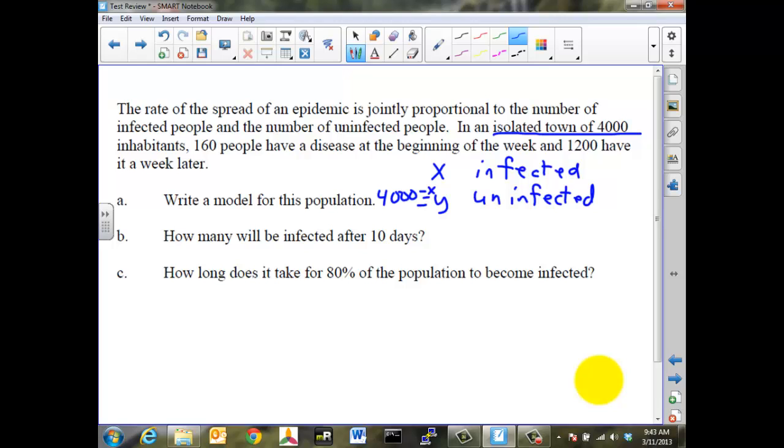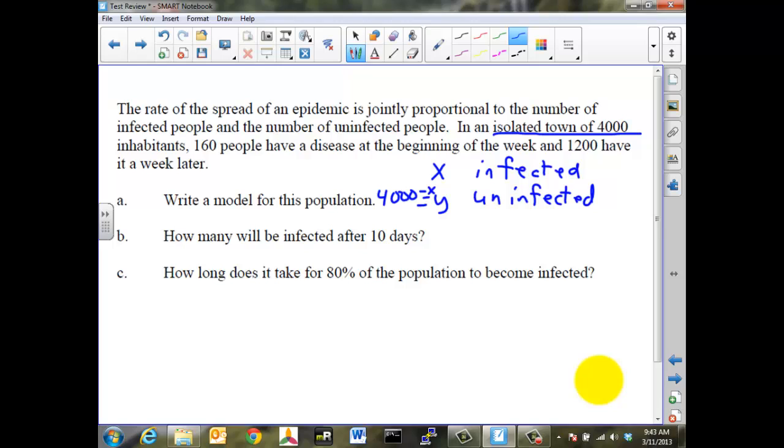Is the isolated part important? Yes, because it's not yearly. That's right. We're not talking about Atlanta where there's 2 million, but there's folks in and out every day. We're talking about an isolated little town on top of the hill. Nobody comes, nobody goes. Okay?